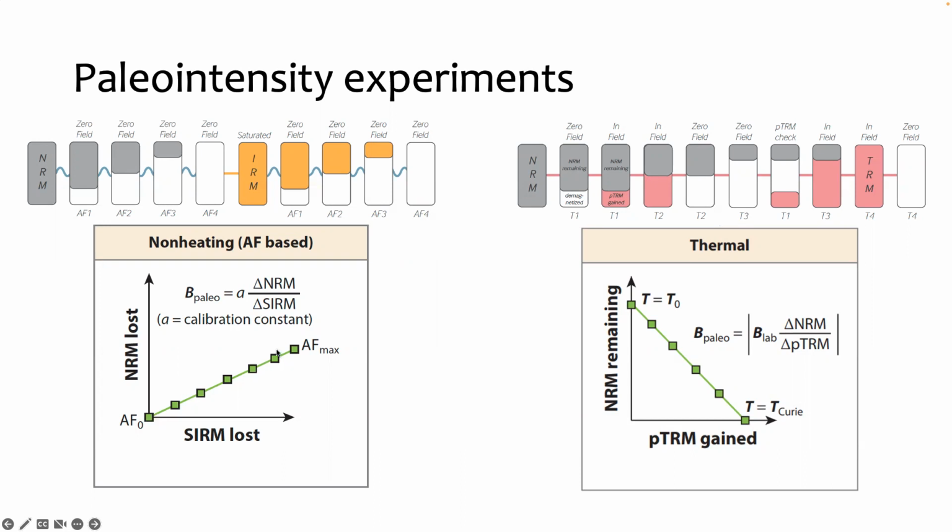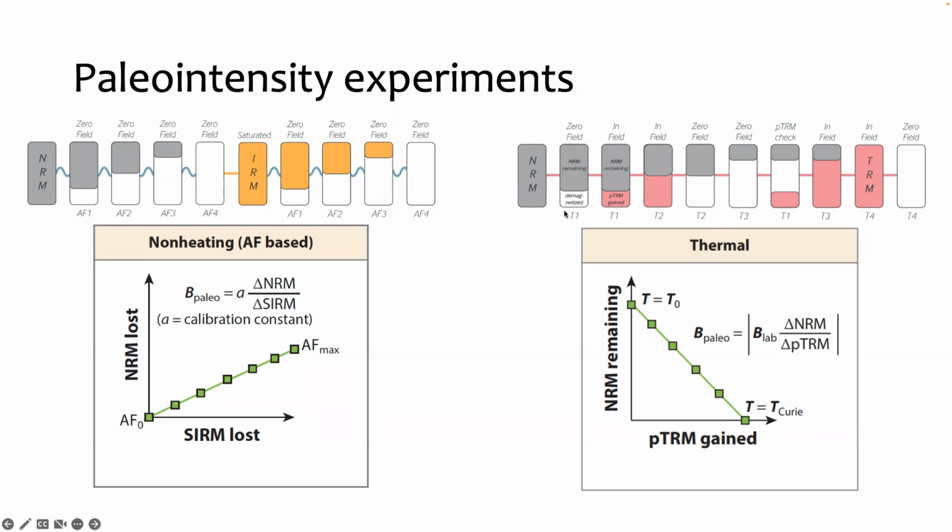And then the slope of that line, which is the delta NRM over delta, in this case, saturation isothermal remnant magnetization, times some calibration factor, which is experimentally determined, gives you the strength of the paleofield. These room temperature methods are accurate to about a factor of 2 or 3 in accuracy.